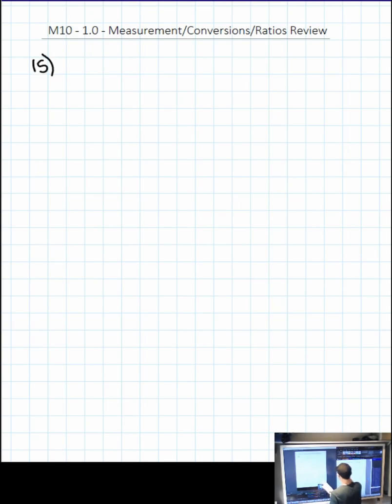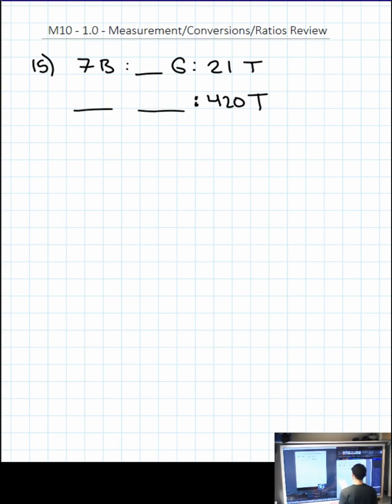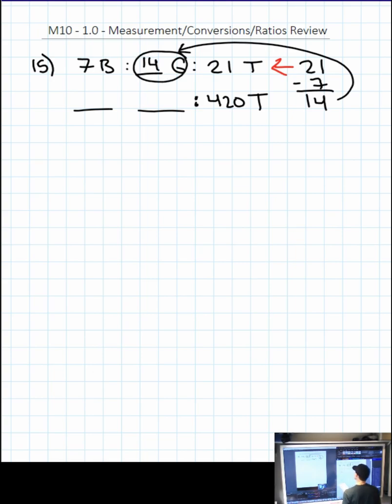All right, number 15. So in a classroom, we have 7 boys to blank girls to 21 total. And we're wondering, if we have 420 total students in the class, how many boys and how many girls? Well, first of all, if there are 21 total in the first, then we can simply do 21 minus 7 to get 14 girls. Makes sense. 7 plus 14 is 21.